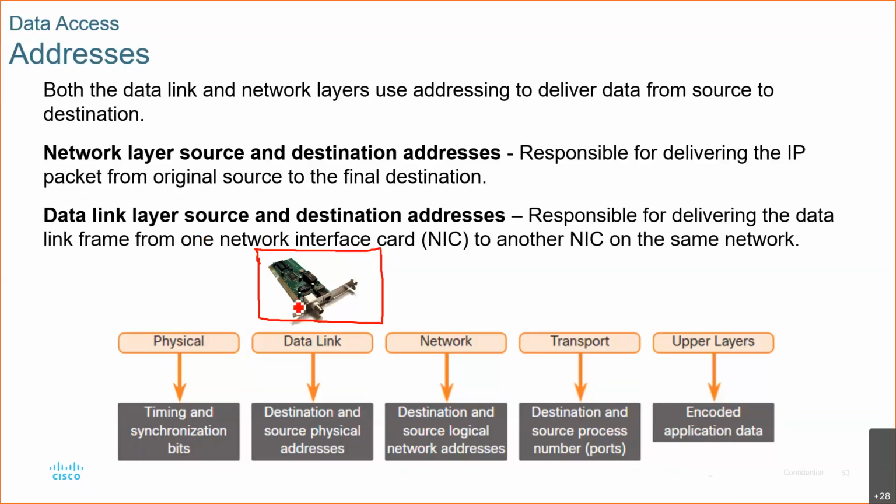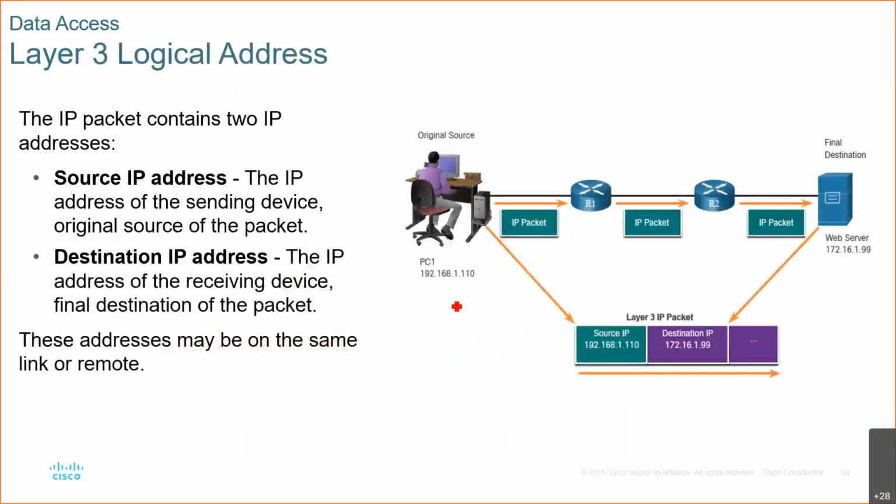Now, the problem is you cannot just use the MAC address to communicate outside the network. So when you go outside the network, when you have the source and destination, you need to have an IP address. Okay, now let's delve into this in more detail. So the packets that you're sending from your PC1 to the destination have the source and the destination IP address.